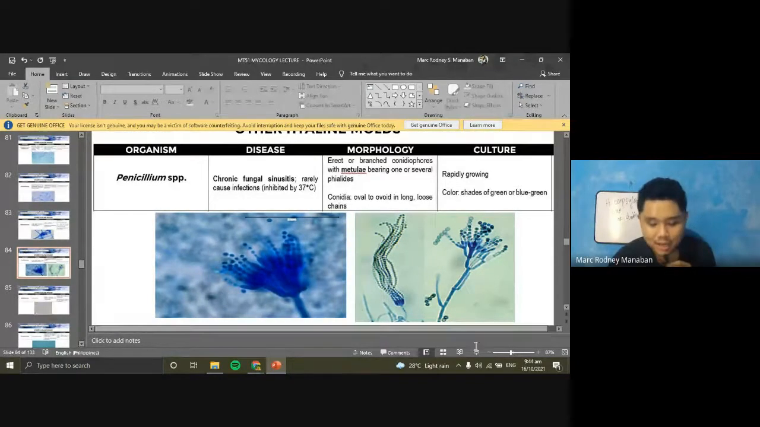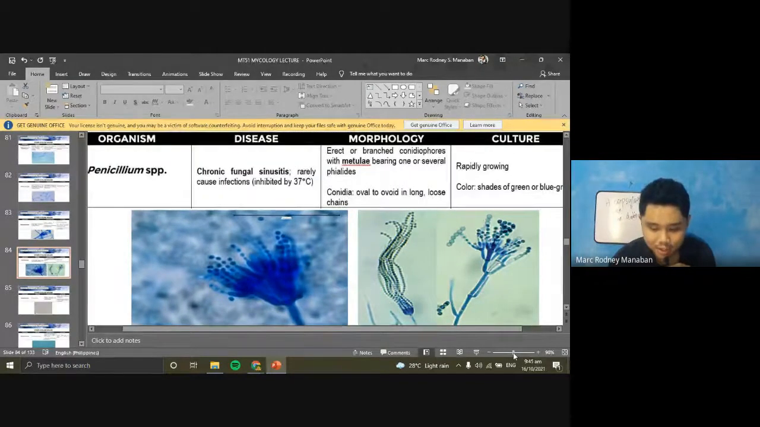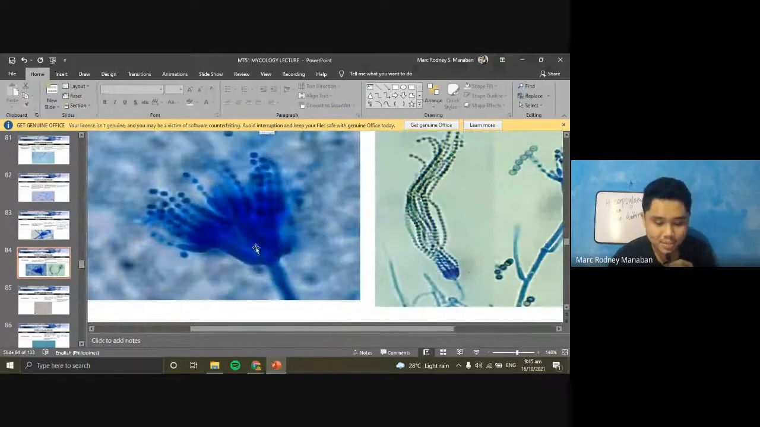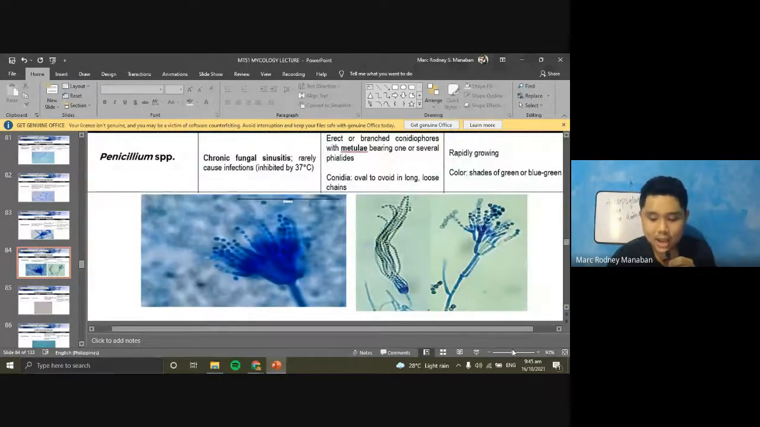Now, what you have to remember is the metulae. Your metulae is an additional structure. So this is the metulae, a supporting structure. The metulae hold the phialides, and then the conidia. So metulae, phialides, and then the conidia. It's just an additional supporting structure, so it can have chains of conidia. So that's for Penicillium.